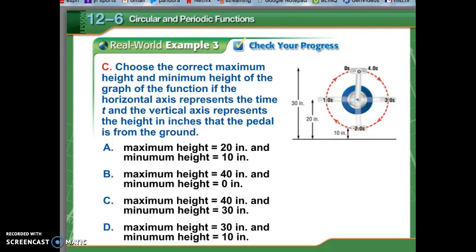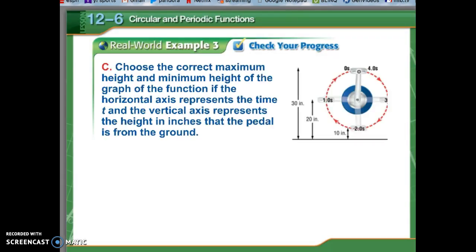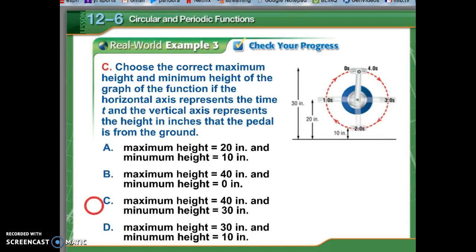Choice C says that we need to choose the correct maximum and minimum height of the function. And this should be pretty simple, just looking at the data provided over here. We're going to go ahead and see the answer on the next slide. And our answer this time is D. Obviously the maximum that the pedal will ever get to is 30 inches. That's the highest point on the circle, and the lowest it will ever get, minimum value, is 10 inches. That's the lowest it ever gets on the circle.